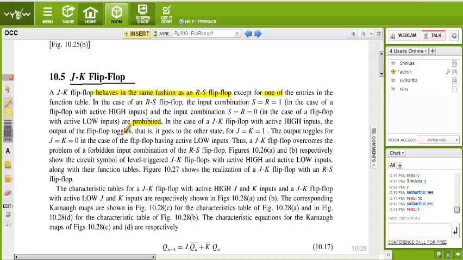If both inputs are 1, see, interesting one, we got a new state. If we give J equal to 1, K equal to 1, then the output toggles. If earlier Q is equal to 0, Q bar is equal to 1, then it turns to Q equal to 1, Q bar equal to 0. If the earlier state was Q equal to 1, Q bar equal to 0, then it again changes. That means every time we give J equal to 1, K equal to 1, the earlier state of the output is toggled. Is it clear?